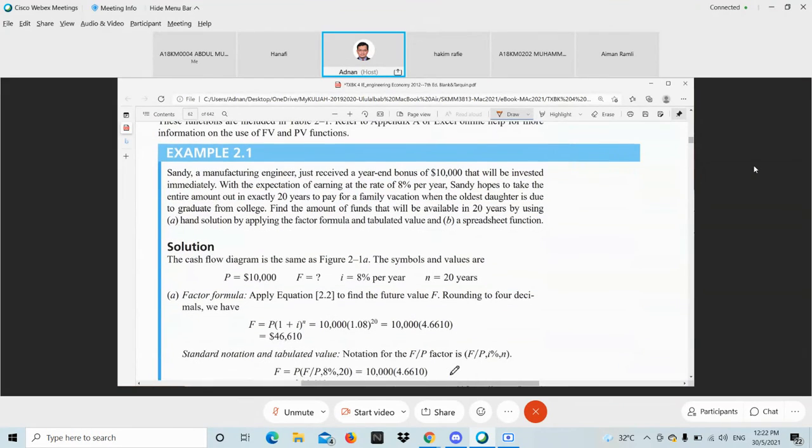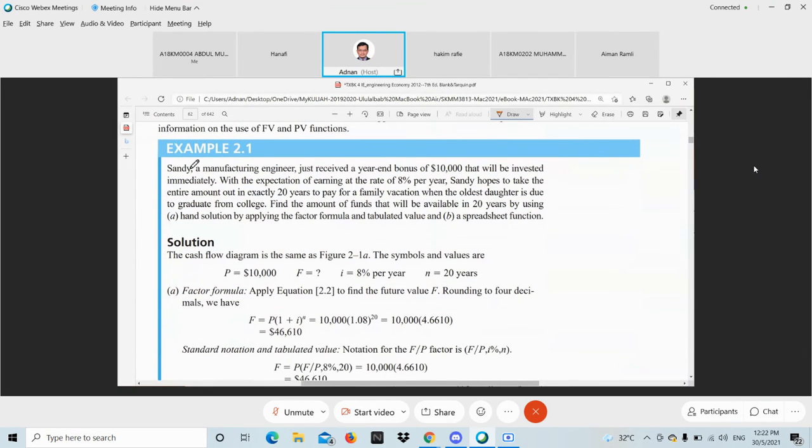Okay, let's look at this example. Sandy, a manufacturing engineer, just received a 1-year bonus. After working one year, got a bonus of 10,000, and that will be invested immediately. She is good, wanting to invest. She didn't change her car, even though she got a bonus. Everyone changes their car first.